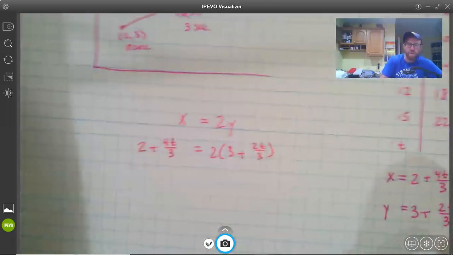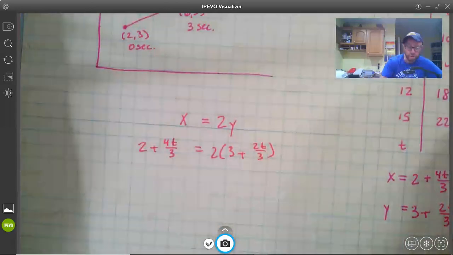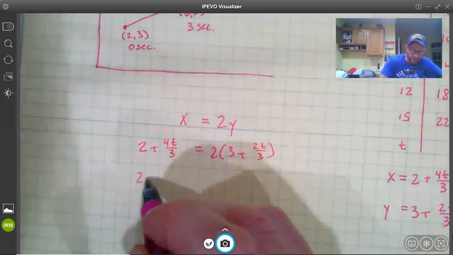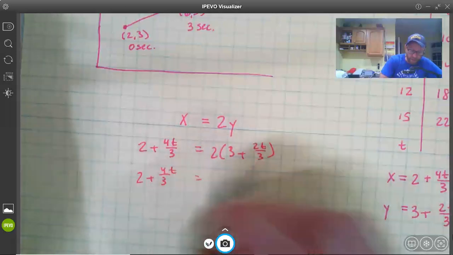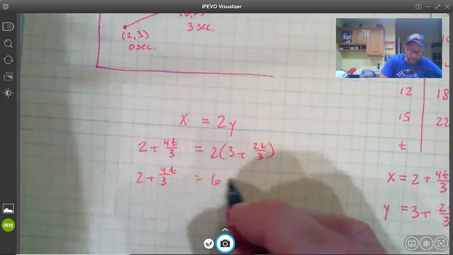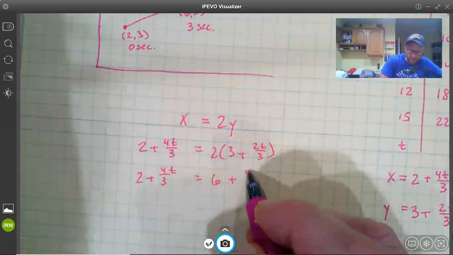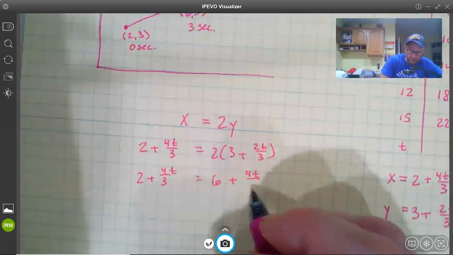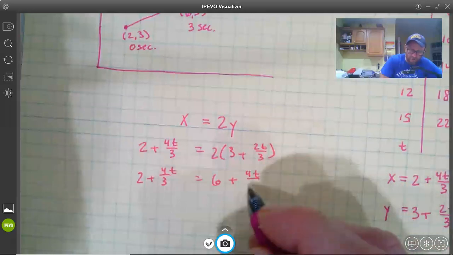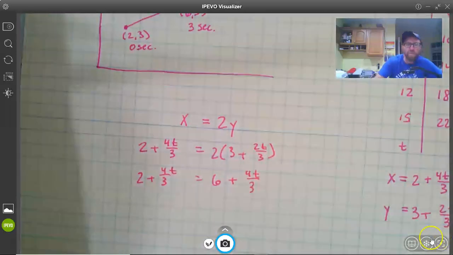All right. Then we just work it out here and see if we can solve for t. So let's see, on this side I'm not doing anything yet, 4/3 t. Over here we use distributive property. I have 6 plus, that's 4t over 3. Hold on a second.